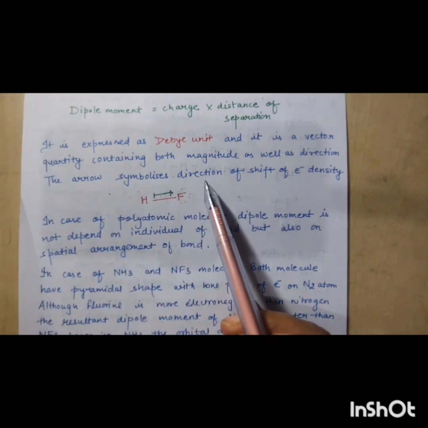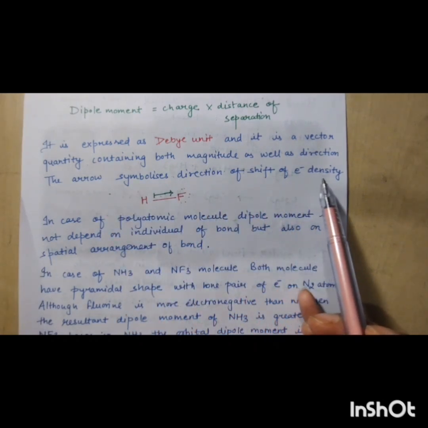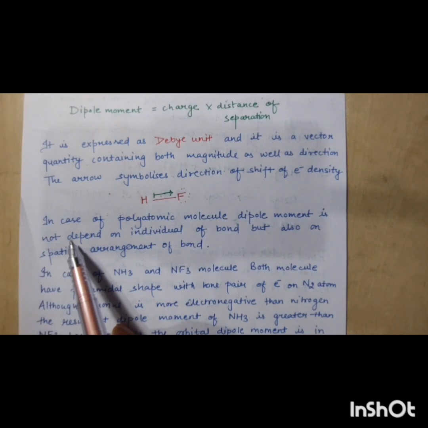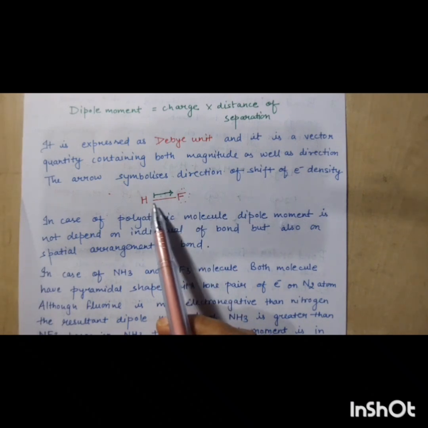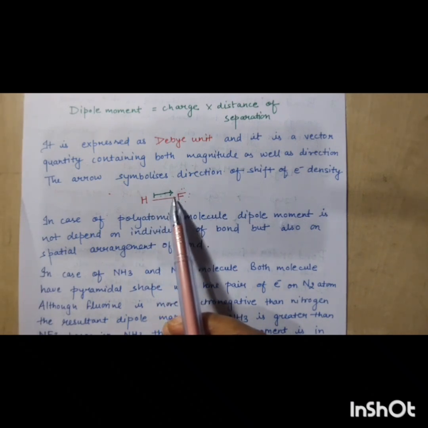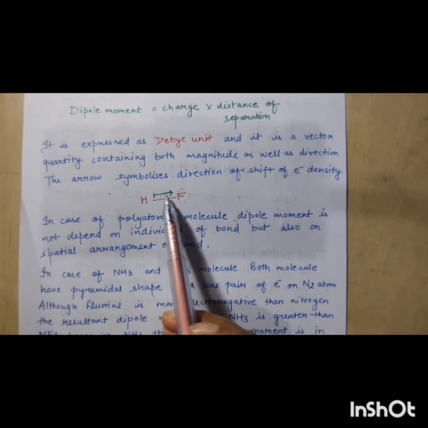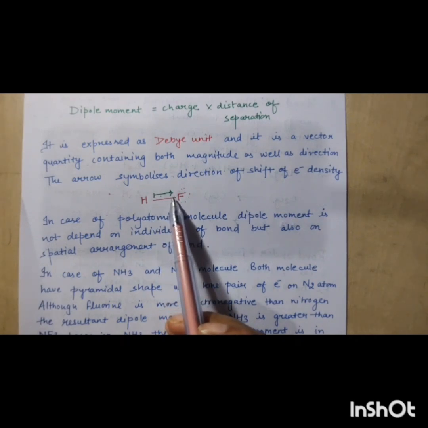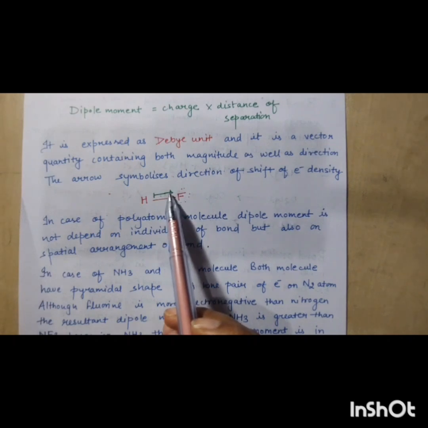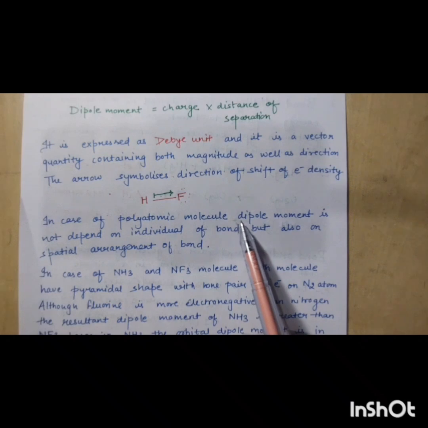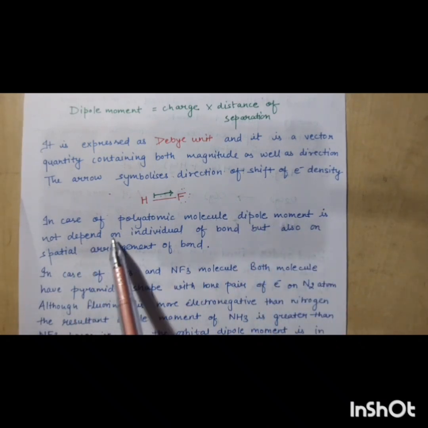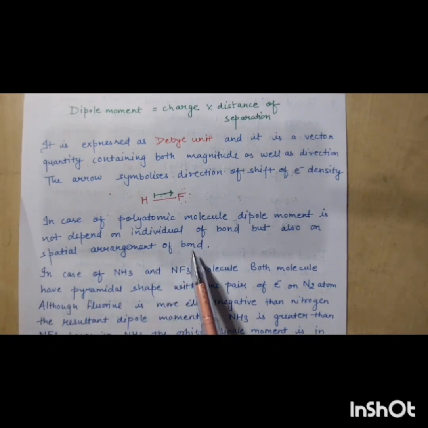The arrow symbolizes the direction of shift of electron density, for example in hydrogen and fluorine. Here fluorine is more electronegative, so electron density shifts to the fluorine atom and it is represented by an arrow. Now in the case of a polyatomic molecule, dipole moment depends not only on the individual bonds but also on the spatial arrangement of the bonds.